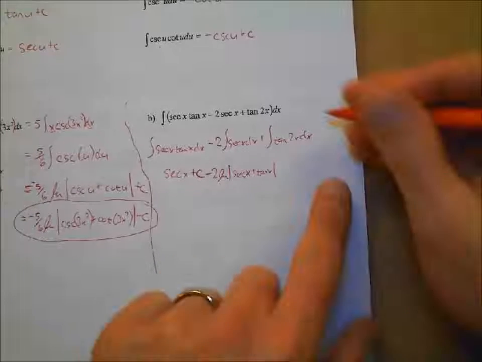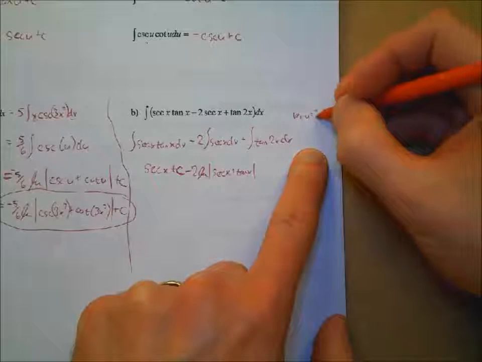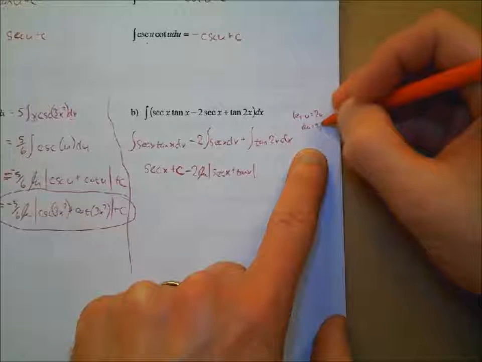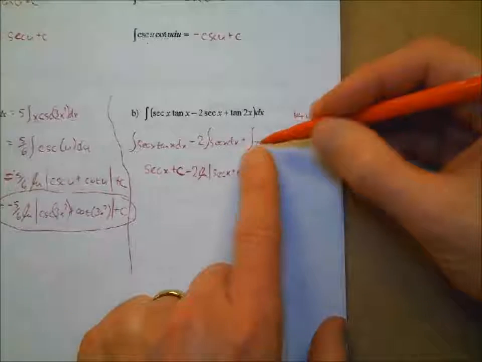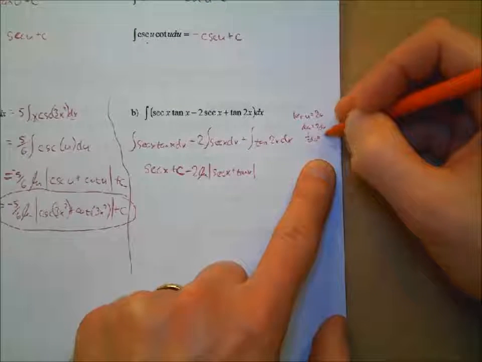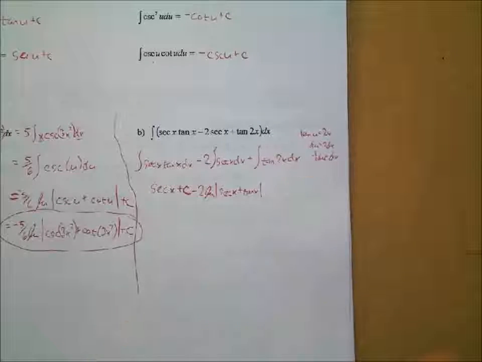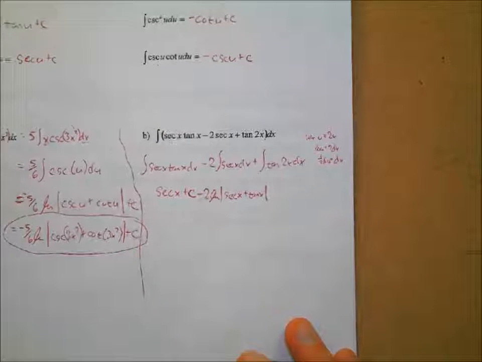Okay. And then the integral of tangent 2x. Can we just integrate that as it's written? No. We have to use a u-substitution. So we'll let u equal what in this case? 2x, so du equals 2 dx. We don't have a 2 dx, we just have dx. We'll have to make it 1/2 du equals dx.